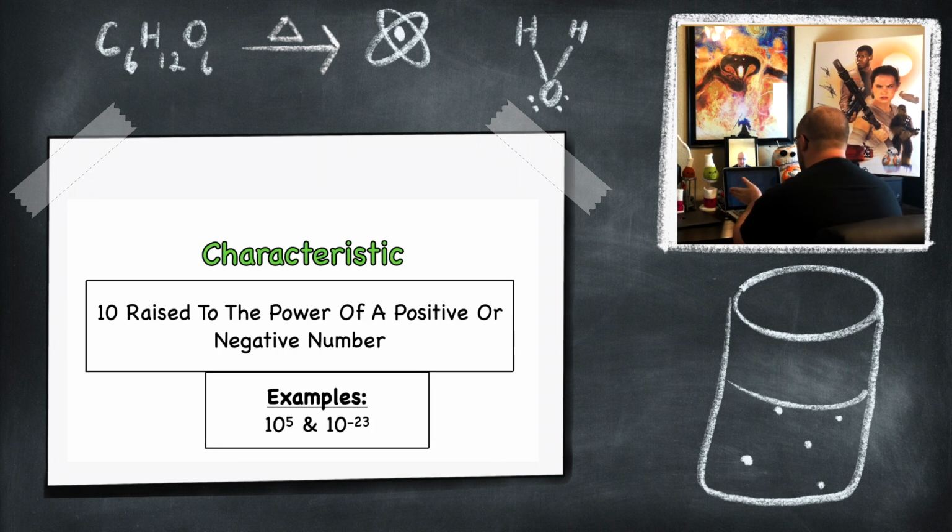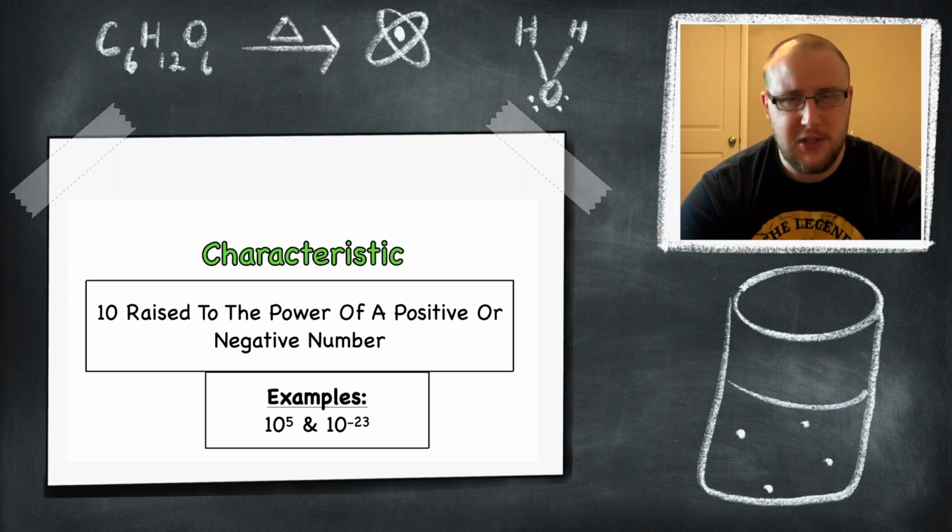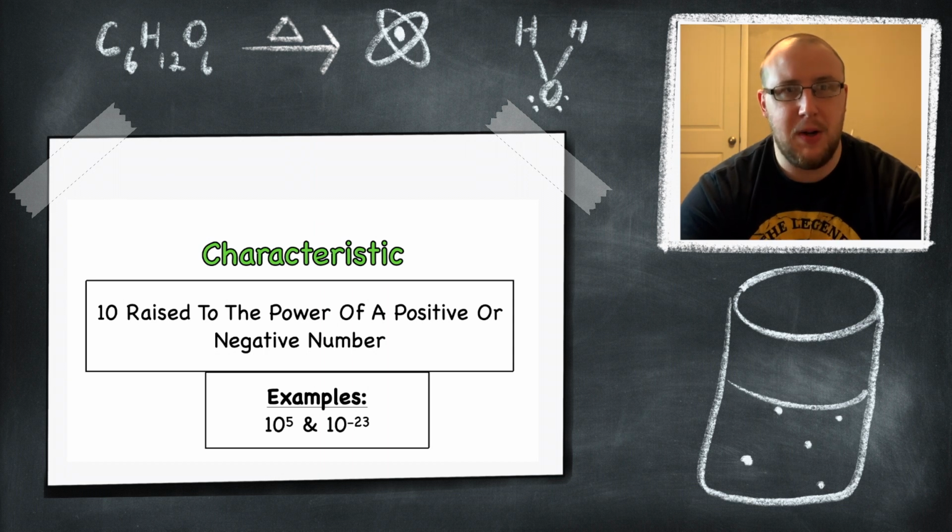A characteristic is the number 10 raised to the power of another number. So this looks like the number 10 raised to an exponent. That exponent, that power, can be either positive or negative, and that positive or negative will tell us which way our decimal place went or is going to go. Some examples of this would be 10 to the 5th power, or 10 to the negative 23rd power.